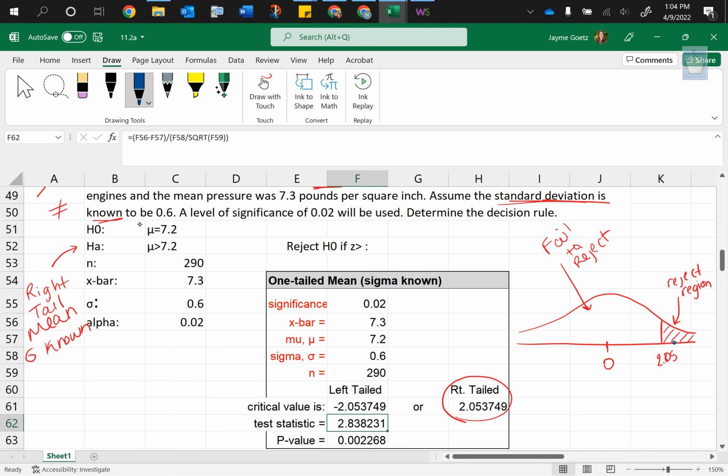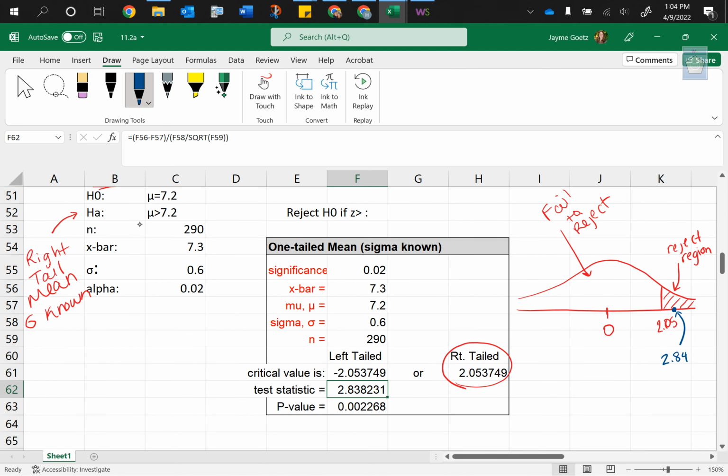Now, if you'll notice, that point, that test statistic, lies in the rejection region, which would mean that we would reject the null hypothesis. We would reject the null hypothesis. So this right here is my rejection region based on my right-tailed value. This is my fail to reject region. My test statistic, so the information that I got from my sample, is in that rejection region. So we would reject the null hypothesis.